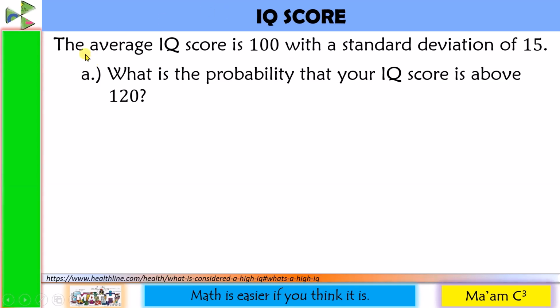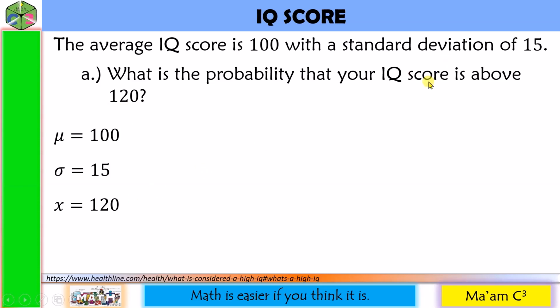We have here the average IQ score. So this is the population mean. Mu is equal to 100. Standard deviation of 15 referring to the population. So this is population standard deviation. Sigma is equal to 15. And then we have here IQ score is above 120. This 120 here is the variable x.